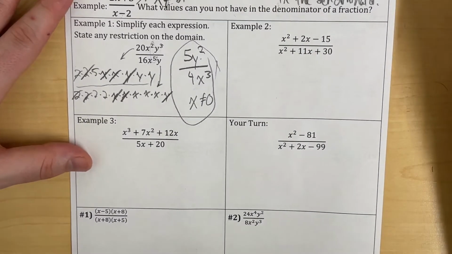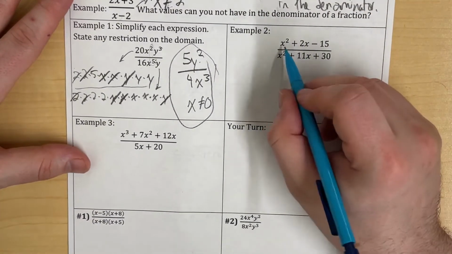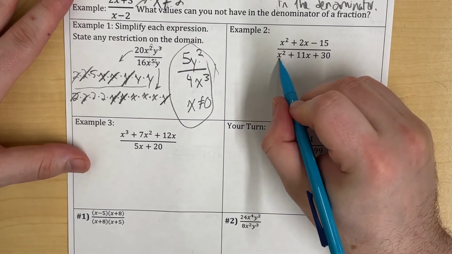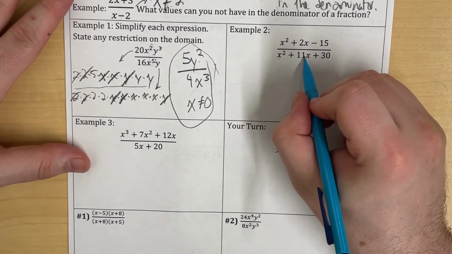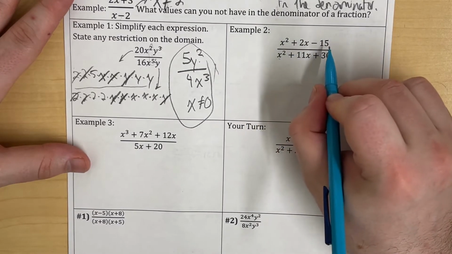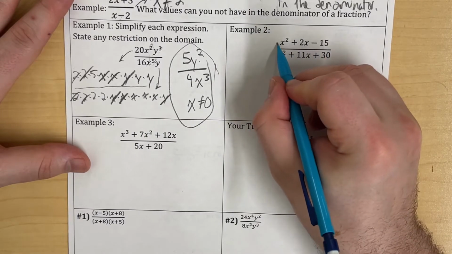In that second example, it reads like this. It has x squared plus 2x minus 15, and then the denominator has x squared plus 11x plus 30. So make sure you're doing those factoring ideas that we had from before, so build your foundation.